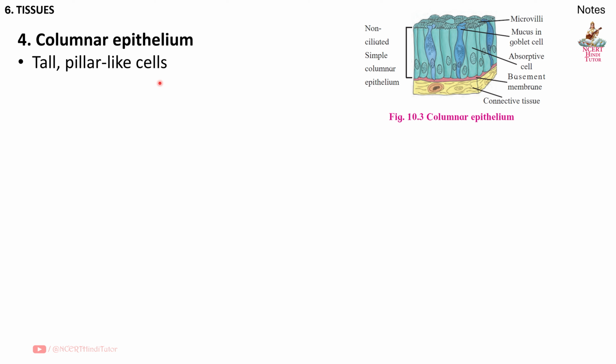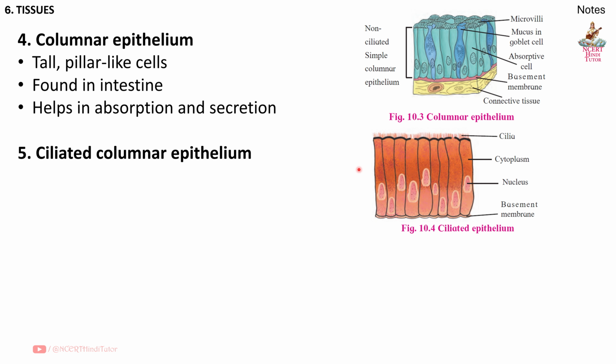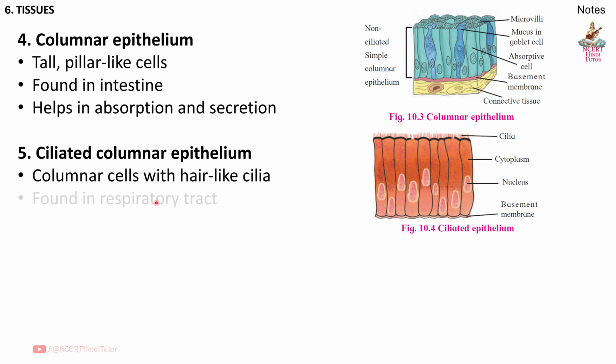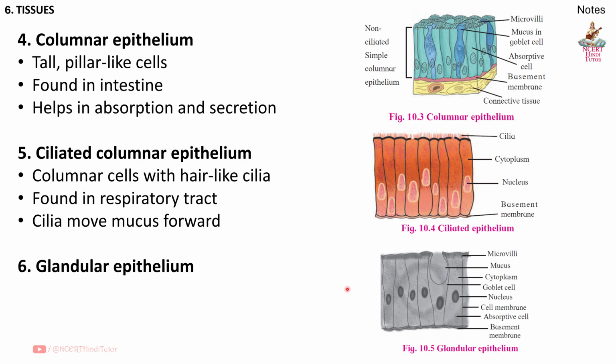Tall pillar-like cells found in intestine, helps in absorption and secretion. So friends, this is one cell, so it is a column-like cell. Fifth, ciliated columnar epithelium, this one. Columnar cells with hair-like cilia. So friends, this is a column-like cell and above it is cilia, hair-like structure. Found in respiratory tract, cilia move mucus forward. Sixth, glandular epithelium, this is the diagram, specialized for secretion, forms glands.